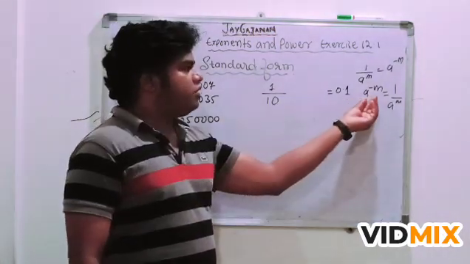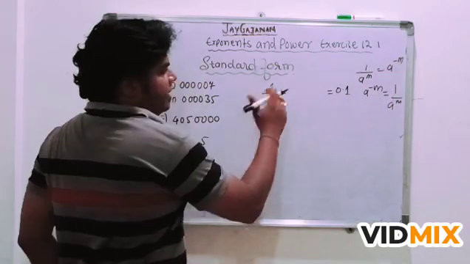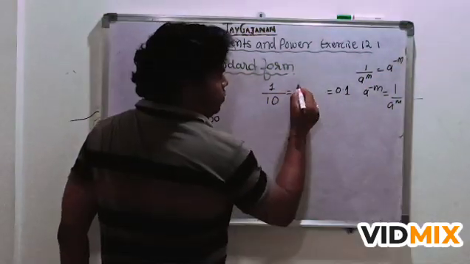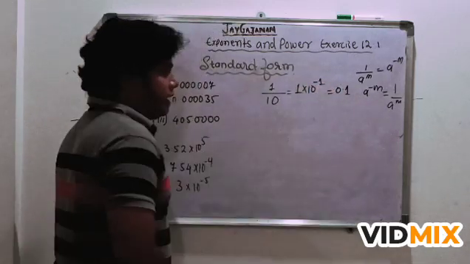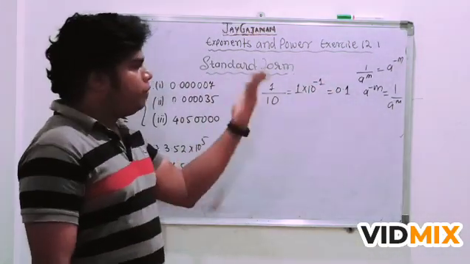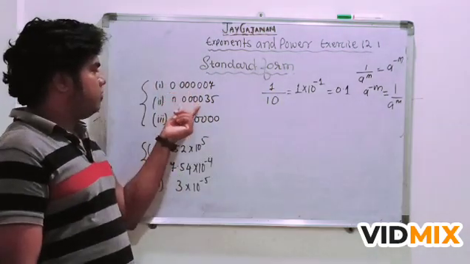Now here we are using this identity, 1 upon a to the power m is equal to a to the power minus m. So this 10 can go in the numerator and it will become 10 to the power minus 1. So you may get this type of number in the question. See here, you are getting this type of numbers.